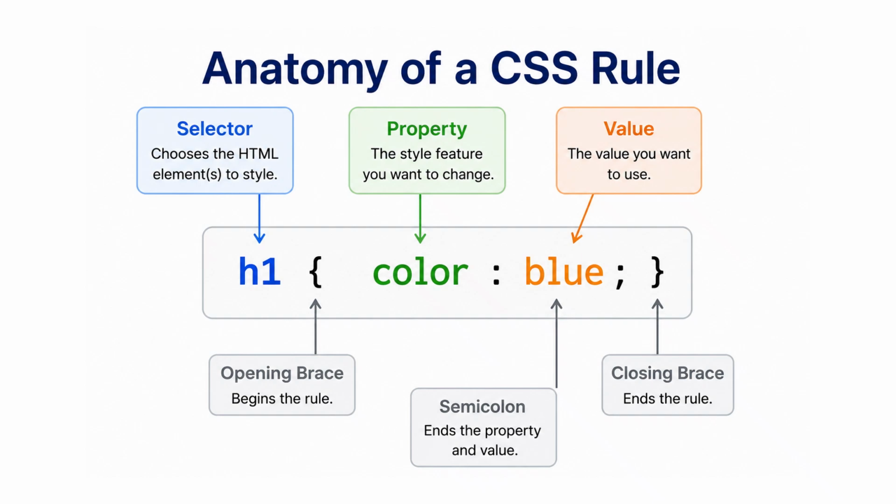So let's break down a CSS rule. Every CSS rule has three basic parts: a selector, a property, and a value. The selector identifies which HTML element will be styled. The property specifies what characteristic will be changed, such as color or font size. And then the value tells the browser what setting to apply. So learning this basic pattern is the foundation of writing CSS.